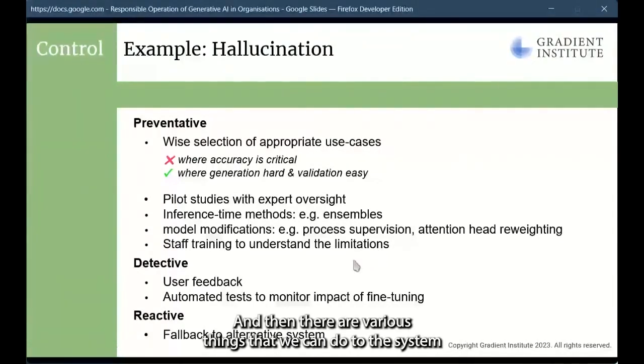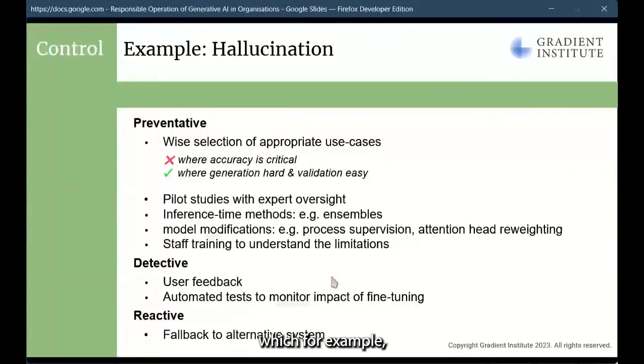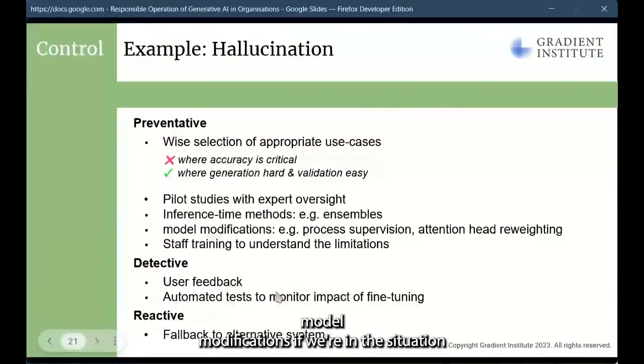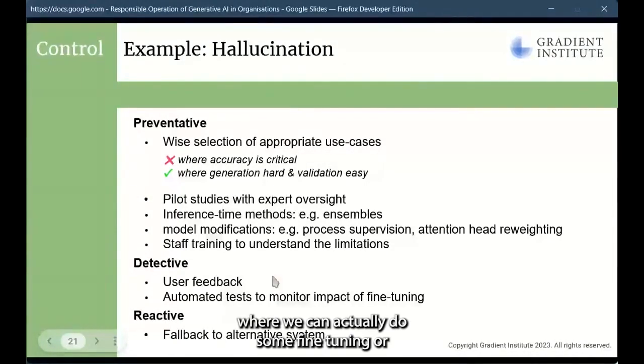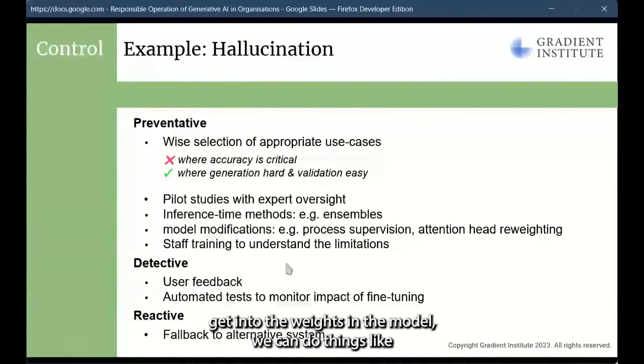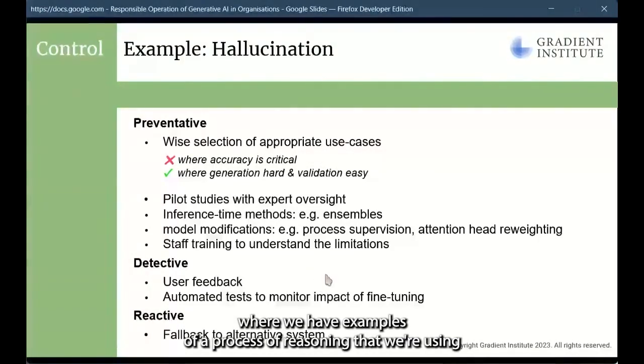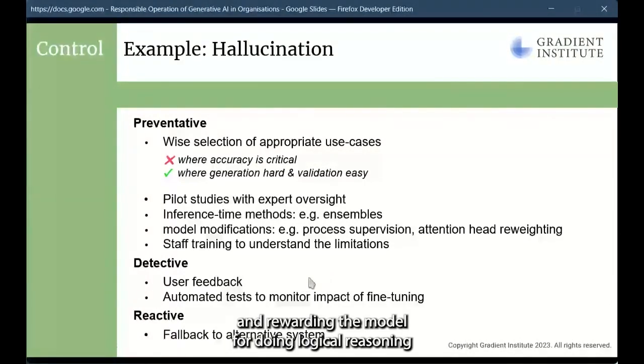And then there are various things that we can do to the system itself. Methods which work at the time of prediction, like ensembles, for example, training multiple disparate models, getting them all to answer the same question and having mechanisms for voting or agreement, can increase the overall accuracy of the system. And then model modifications. If we're in the situation where we can actually do some fine tuning or get into the weights of the model, we can fine tune to do what's called process supervision, where we have examples of a process of reasoning and reward the model for doing logical reasoning. And attention head reweighting, where in the attention mechanism some parts seem to be more reliable than others, and if we can ascertain that, we can weight those parts accordingly.